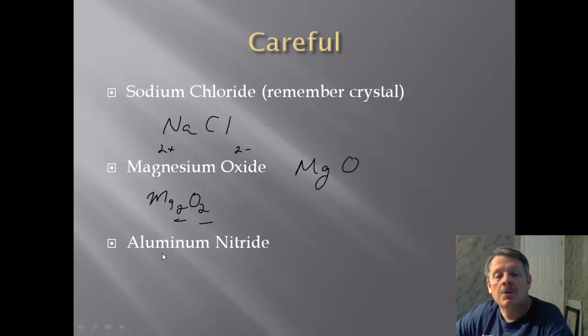The same thing for aluminum nitride. Aluminum is a 3+ charge, and nitrogen is a 3- charge, so they should cancel each other out. So I would just write that as AlN.